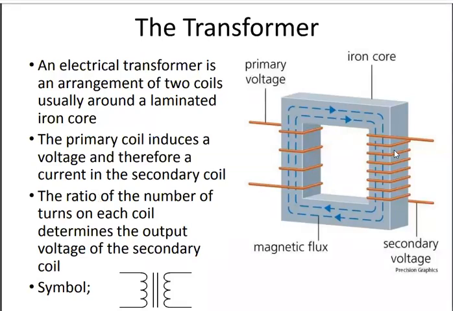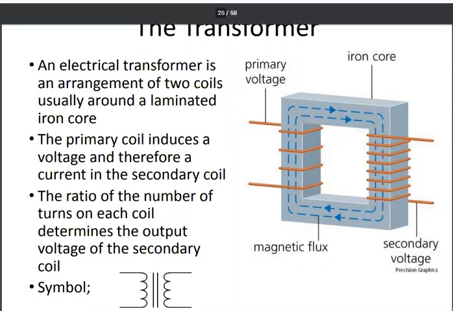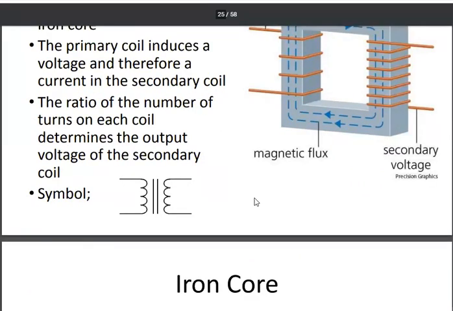Mathematically, if you draw the relation, the ratio of number of turns on each coil determines the output voltage of the secondary coil. And if this output to input ratio is greater than 1, then transformer will be a step up, and if it is less than 1, then transformer will be a step down. Okay. Symbolically, transformer is denoted by this one. This is the coil, this is primary coil, and this is secondary coil, and in between you draw two lines. This is the symbol of transformer.